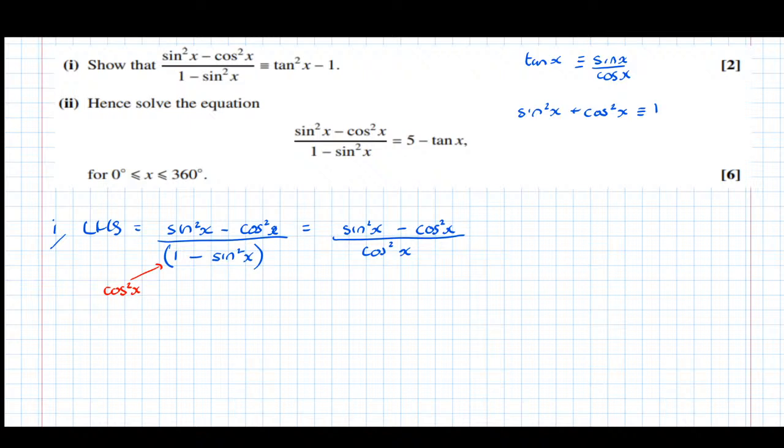This means divide each of the terms on the top by that. So it's asking us to divide both of them. So if I split up the fraction into two separate parts, I get sine squared x over cos squared x minus cos squared x.